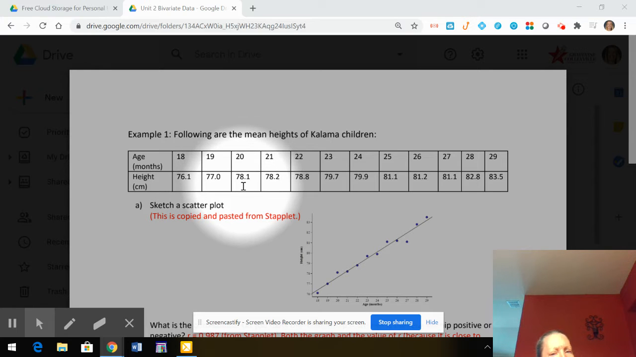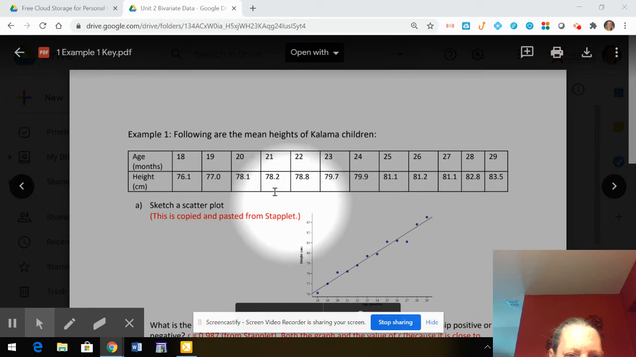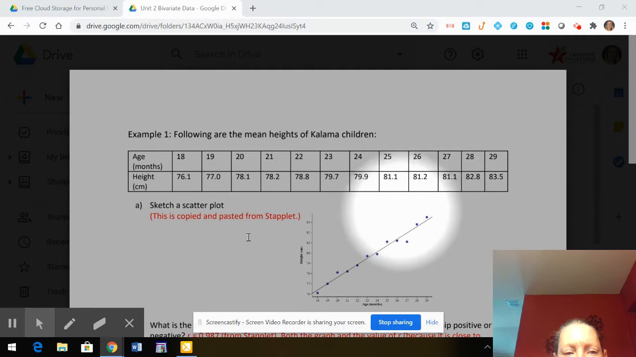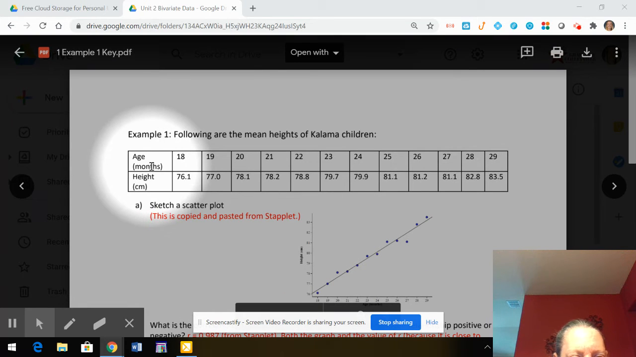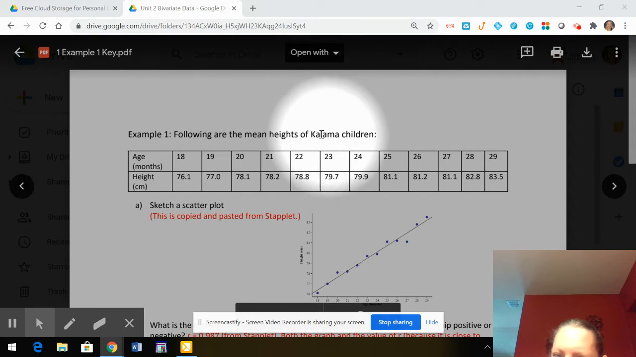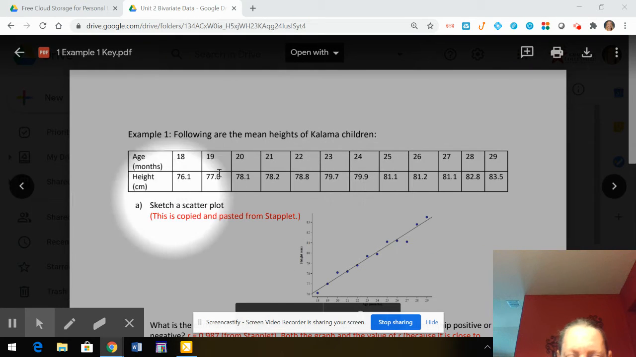This video is to walk you through example 1, putting it in Statplet and how to answer the questions based on that. So we've got our data right here, okay? We have age in months, and we're going to try to use that to build a model to predict height in centimeters for Kalama children.